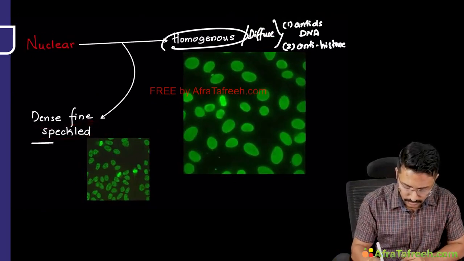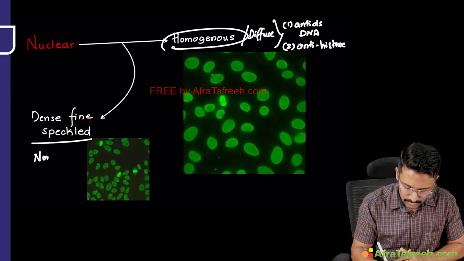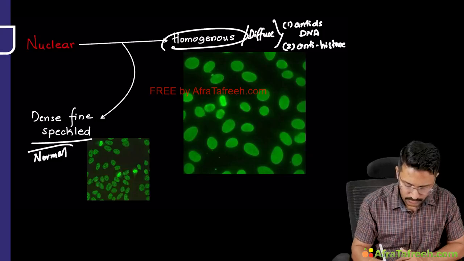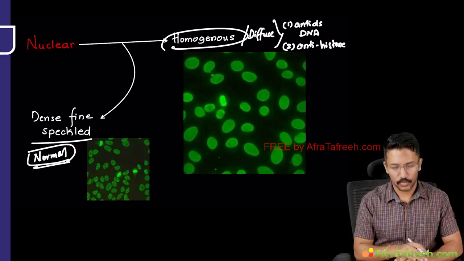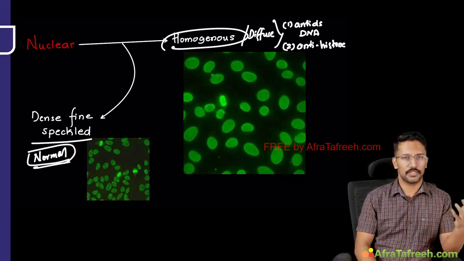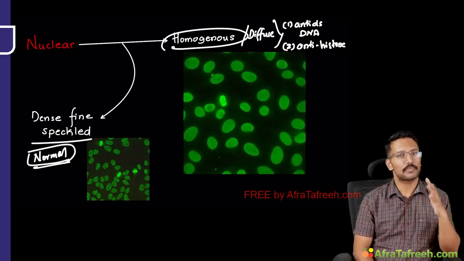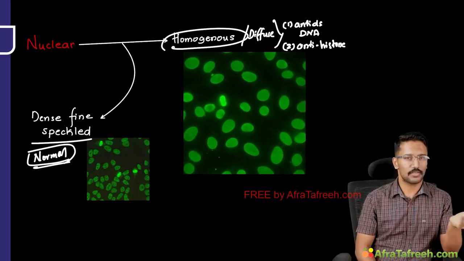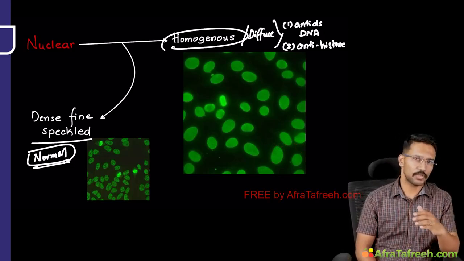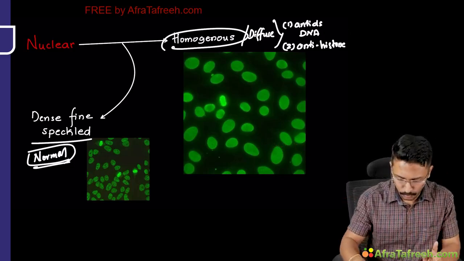And for the sake of exam, just remember that it is often seen in normal individuals. We don't have any pathological association with this as of now. So if I get to know that this patient is ANA positive and the pattern is dense fine speckled, I'm a little relieved because it is often suggestive of a normalcy rather than a pathology. Okay, those two patterns addressed.